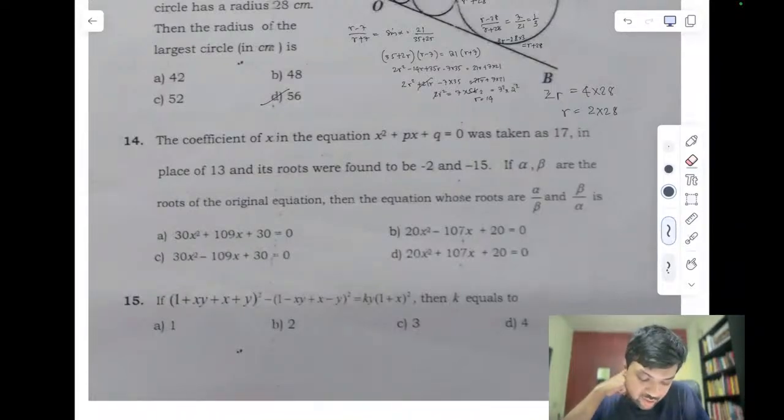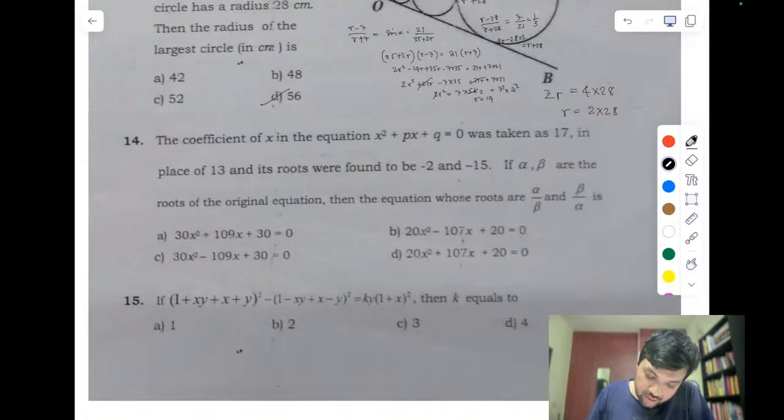If alpha and beta were the roots of the original equation, then the equation whose roots are alpha by beta and beta by alpha is. Should be straightforward, right? It seems somebody put 17 here and got the roots to be minus 2 and minus 15, which means the product of roots is 30. So this was the equation they mistakenly wrote. But the original equation should have had 13. So it should be x squared plus 13x plus 30.